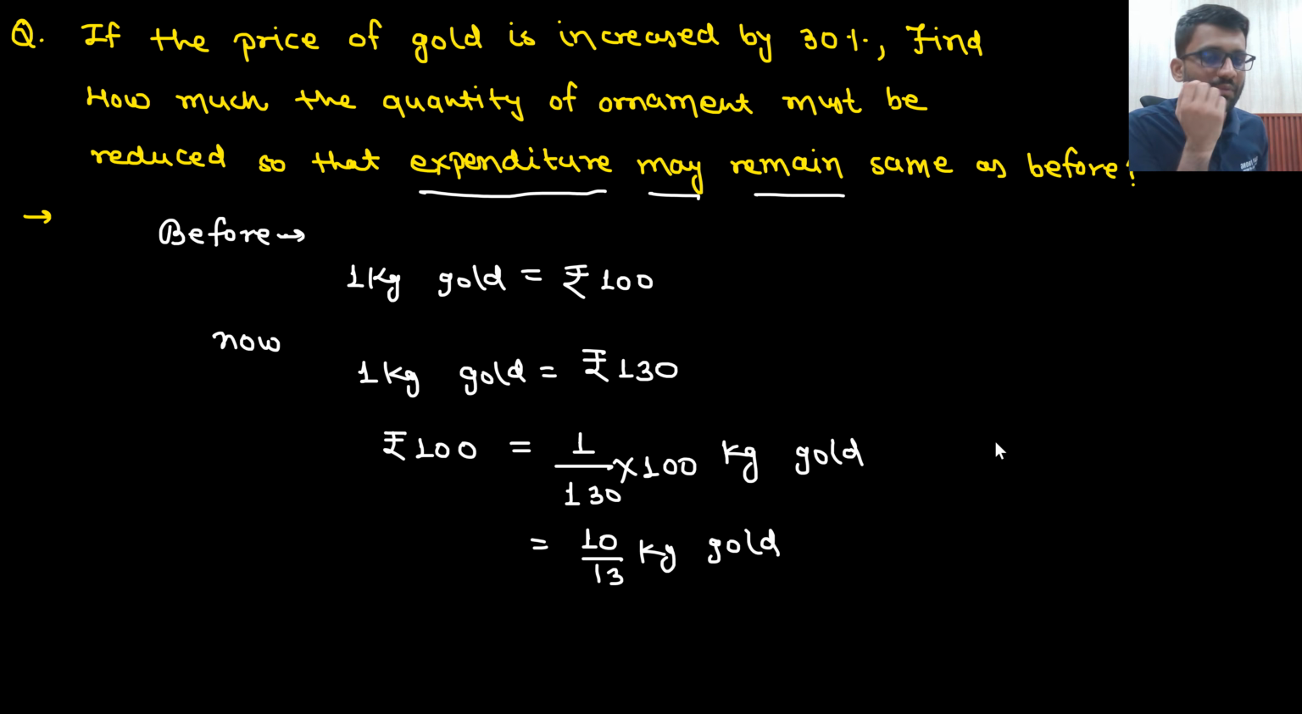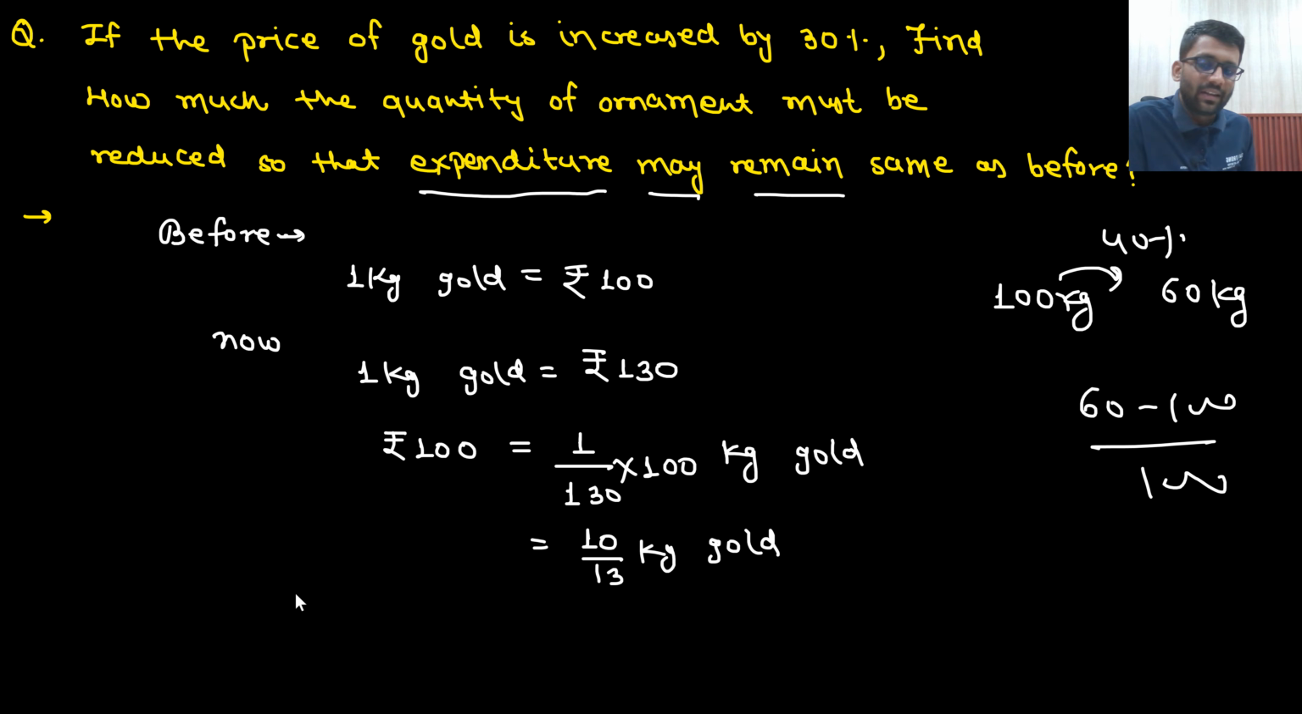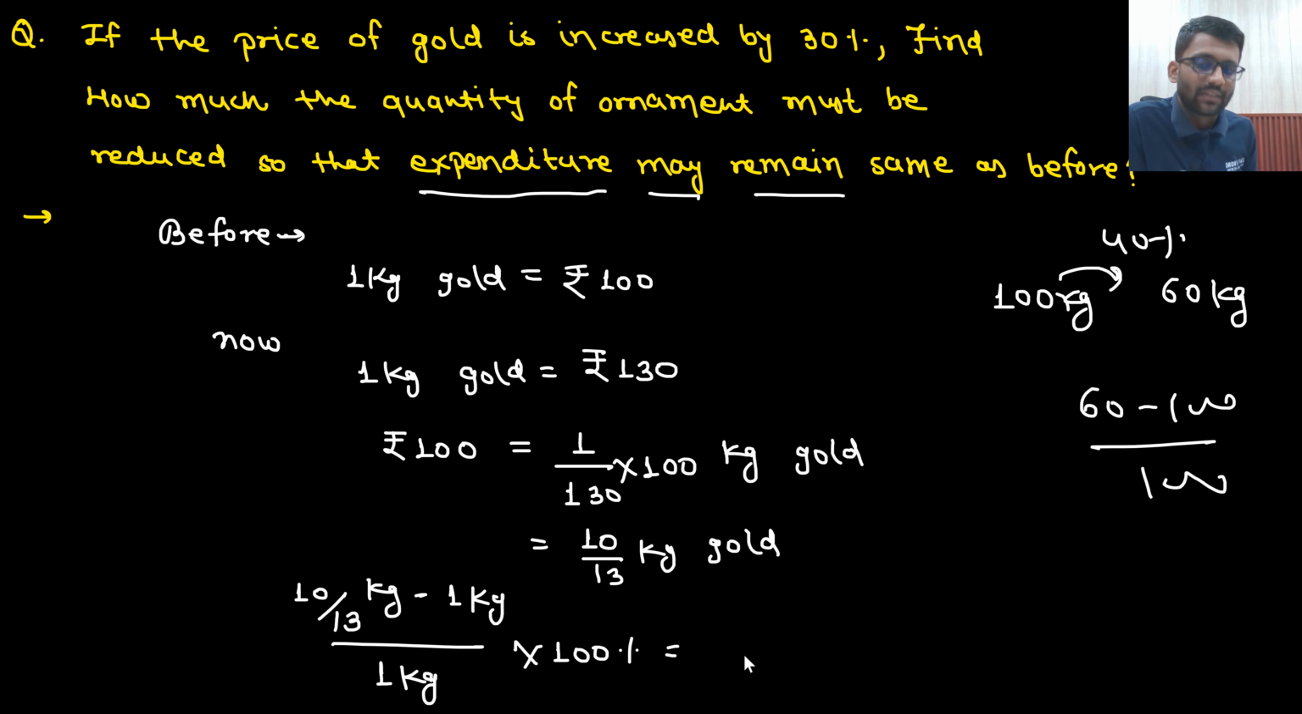So let's just assume initially I was eating 100 kg, now I am eating 60 kg food. That means I lost 40%. How will I do it? 60 minus 100 divided by 100. So now I am getting 10 by 13 kg. Initially I was getting 1 kg, divided by 1 kg. That's it, into 100. So this would be my answer.